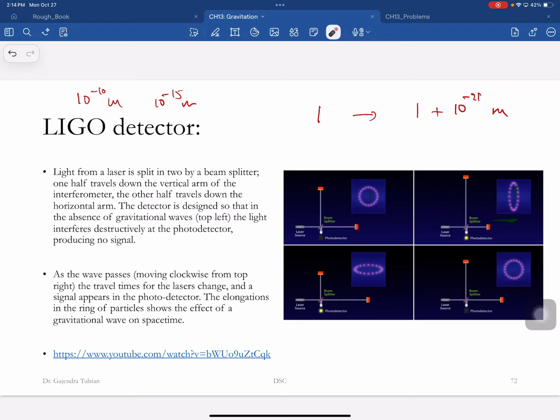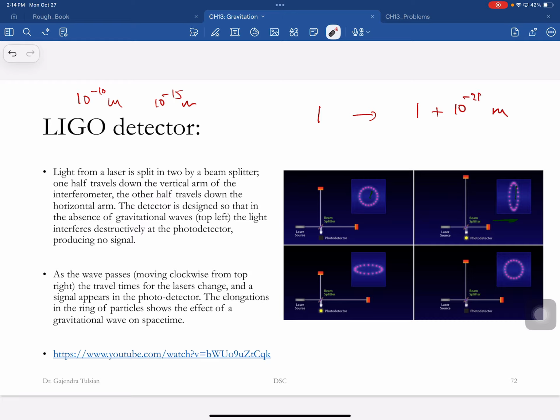Okay, so let me state that again. If the distance between the Earth and the Sun, what is the distance between the Earth and the Sun? I'm sorry? No, that's the radius of the Earth. Earth-Sun distance is 92 million miles. That stretches by an atom. You have to detect that. Unbelievable. You guys understand that?